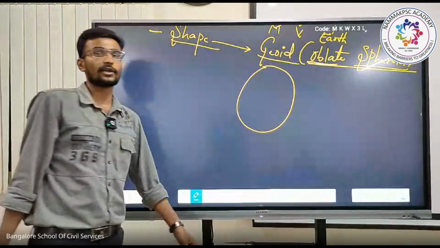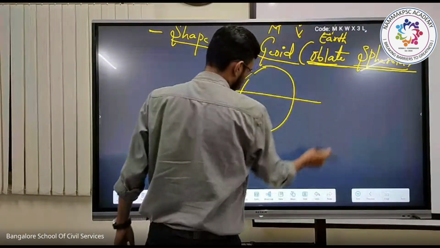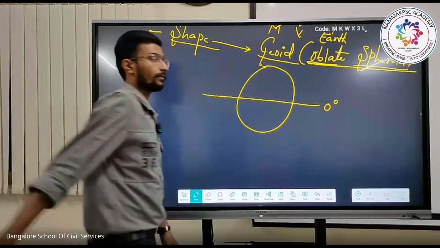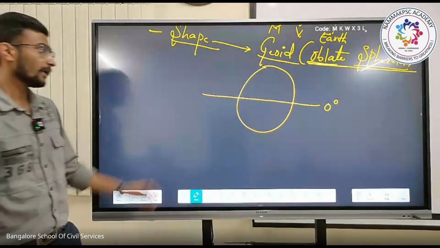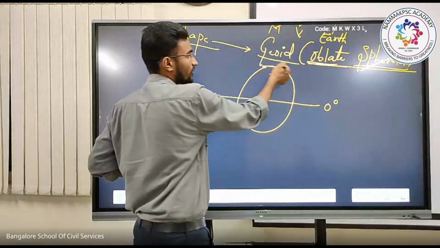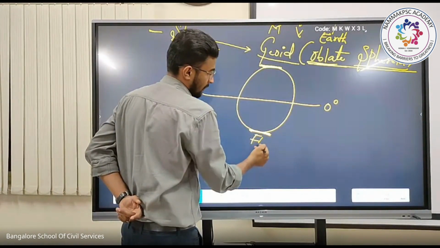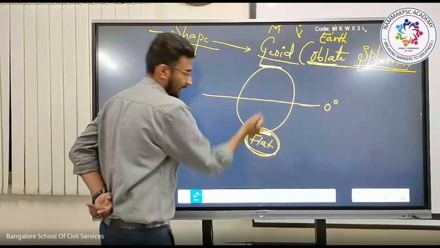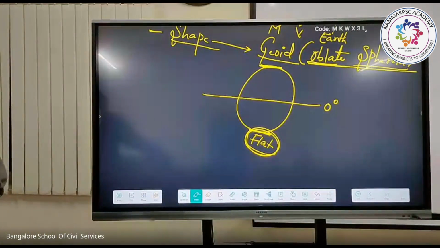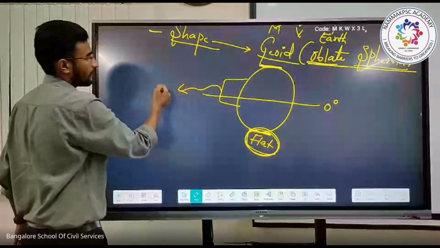It is bulged at the center. This is our 0 degree latitude. It bulges at the center, whereas with respect to the polar regions, it is flat. With respect to the polar regions, it is flat, and with respect to the center, it is bulged.